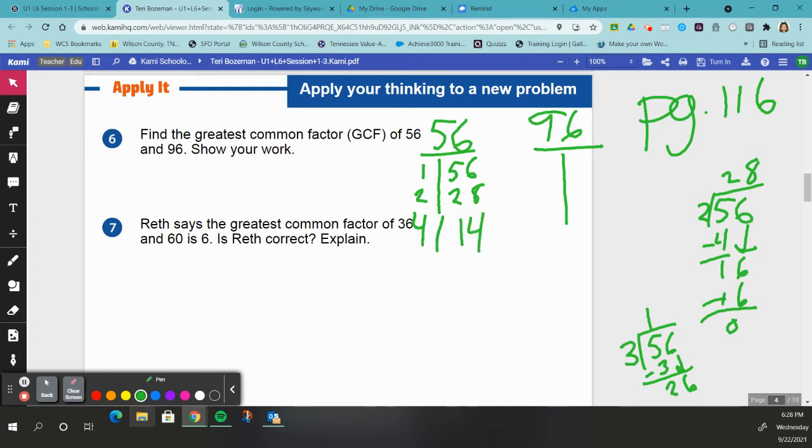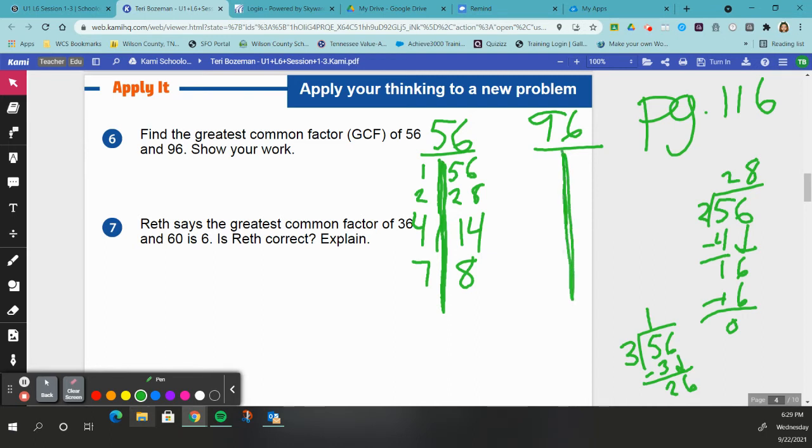56 is not going to have 5 as a factor. It will not have 6 as a factor. It does have 7. 7 times 8 is 56. And then 9 is not a factor of 56. 10 would not. 11 would not. So we're going to move on over to our factors of 96.